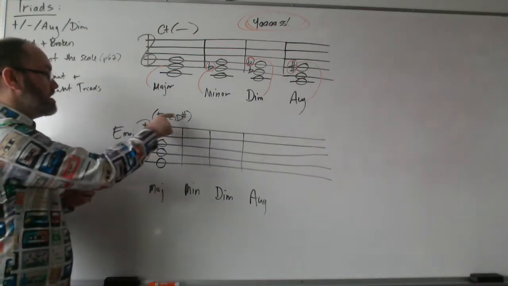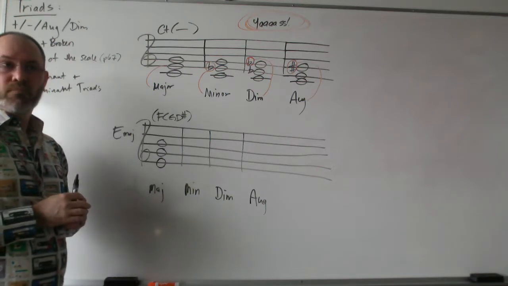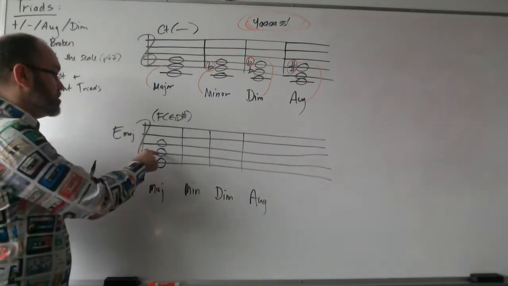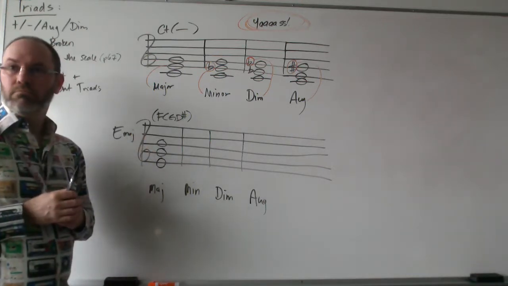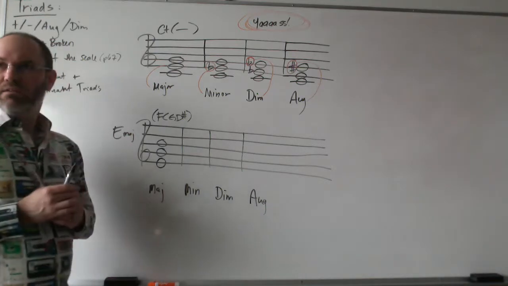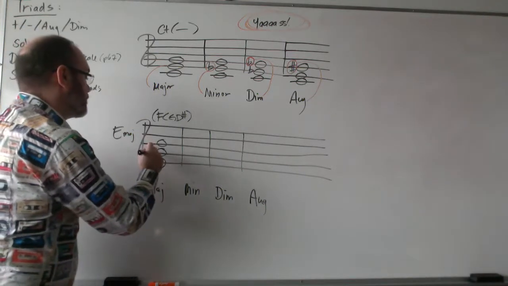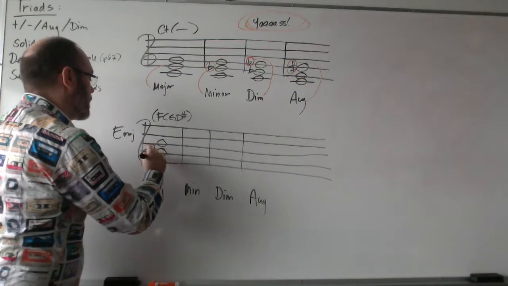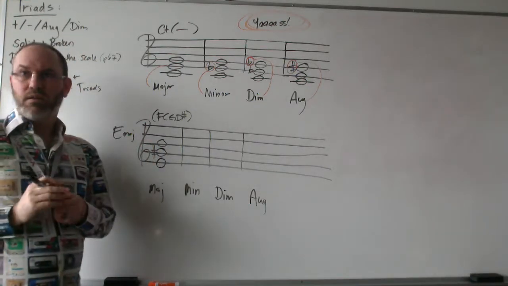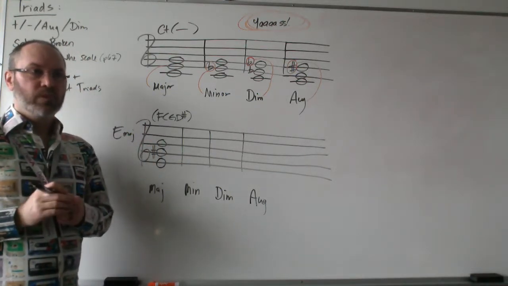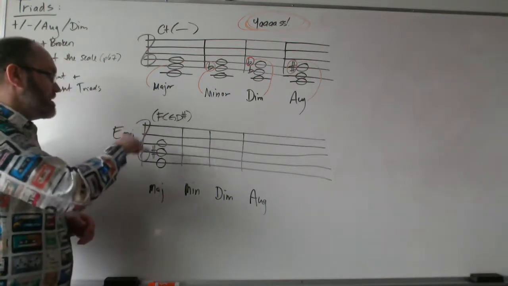So is E in our key signature? So it stays as an E. Is G in our key signature? Yes. So what do we have to make it? Sharp. A sharp. Is B in our key signature? No. So we just leave it. This is a major triad.